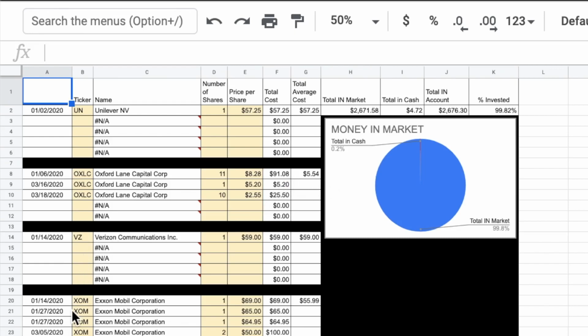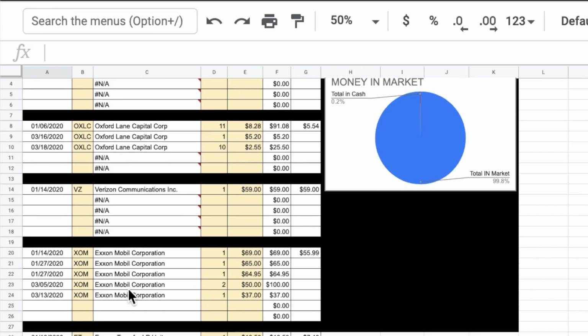The next purchase, I bought 3 shares of ExxonMobil at 2 different prices, which as you can see, I had 1 share a while back at $69, and now the average price is down to $55.99, which is very important just because of where the average price of this stock is. So I'm hoping to add more shares of this stock before the price goes back up, to hopefully get this down to below $50 is my goal.